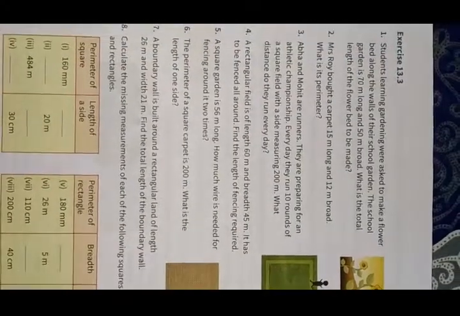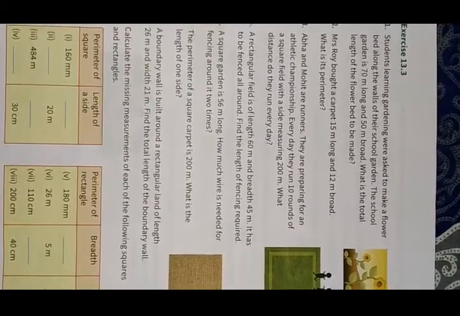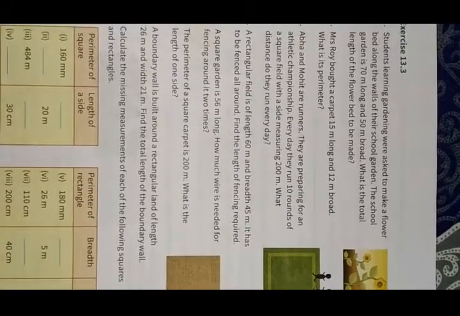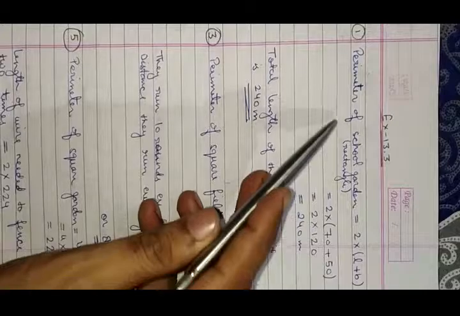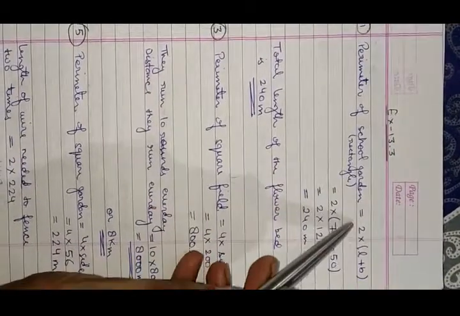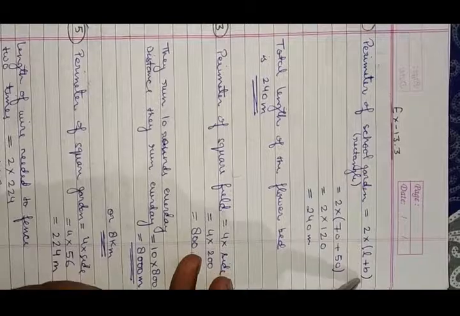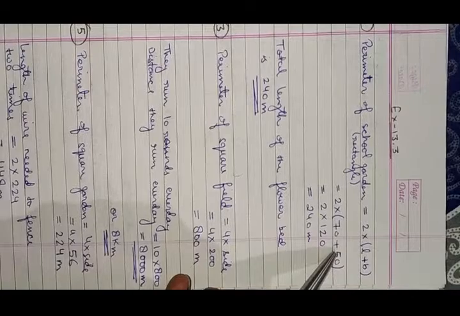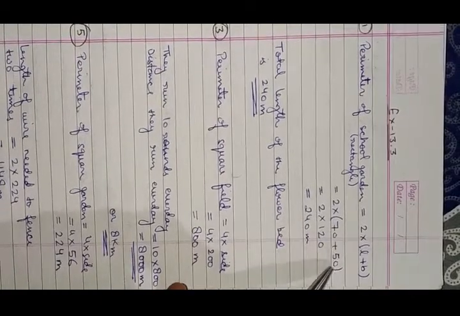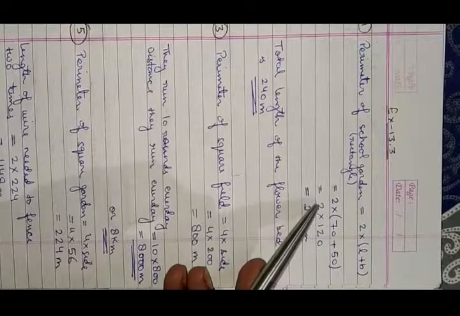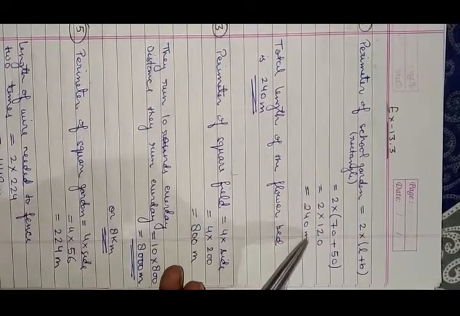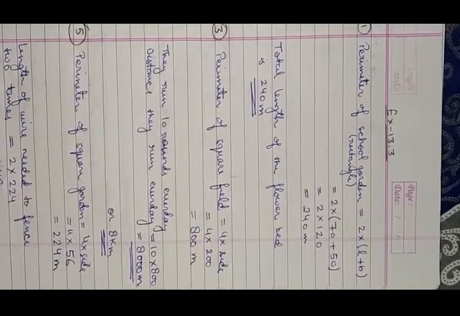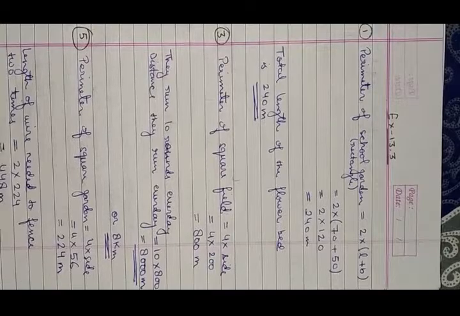What we have to find is the length of the flower bed, so we have to find the perimeter of that garden. Now perimeter of school garden or rectangle is equals to 2 into (L plus B). 2 into (length is 70 meter and breadth is 50 meter). 70 plus 50 is equals to 120. Now 120 into 2, 240 meter. We have to use the unit also, it is important. 240 meter is the answer. So the total length of the flower bed is 240 meter.